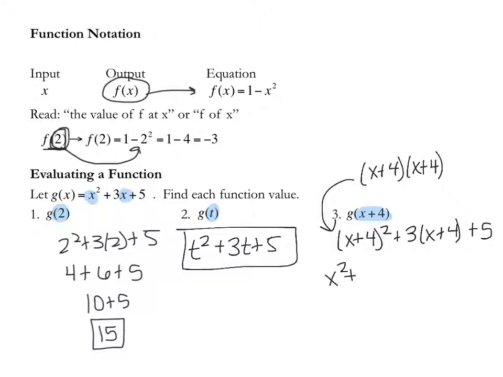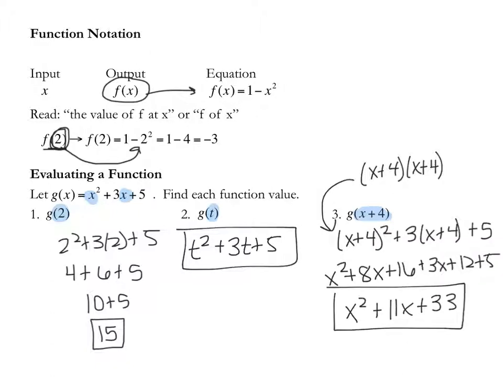It's going to be x squared plus, there's a middle term, 8x plus 16 plus 3x plus 12 plus 5. I distributed my 3. And then we're just going to combine like terms, and that's all you have to do to finish this guy. So it's x squared plus 11x plus 33. And that's your answer.